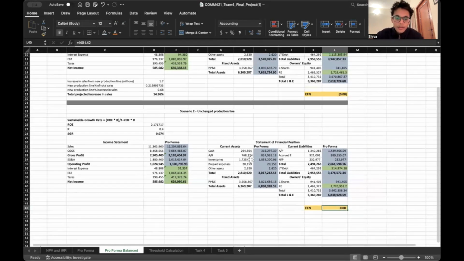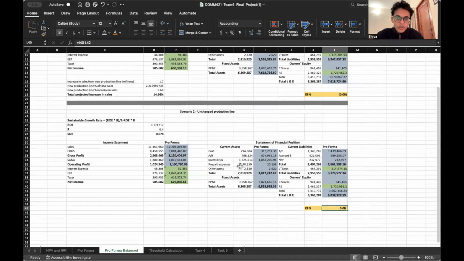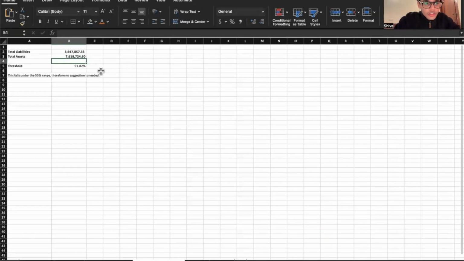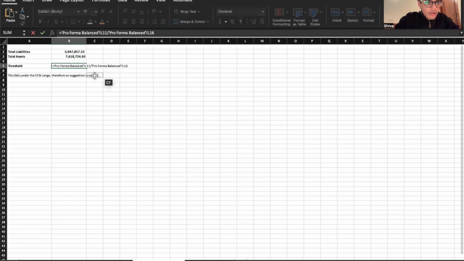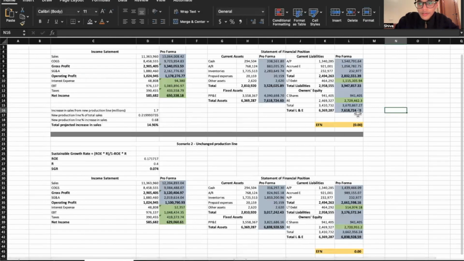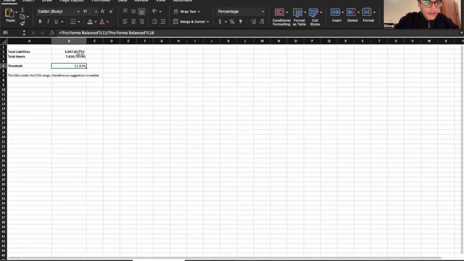We did the same thing, and then the retained earnings changed once again, and then we just balanced it through long-term debt. Yeah, so that's how we balanced the pro forma. For the threshold calculation, we calculated the current total liabilities over total assets from the pro forma balance statement. You can see here it was approximately 7.6 over 3.947. And then we get a threshold calculation of 51.82, which is under the 55% range.